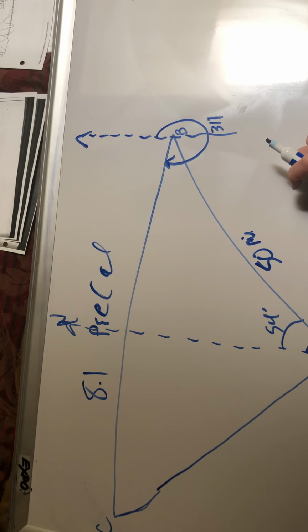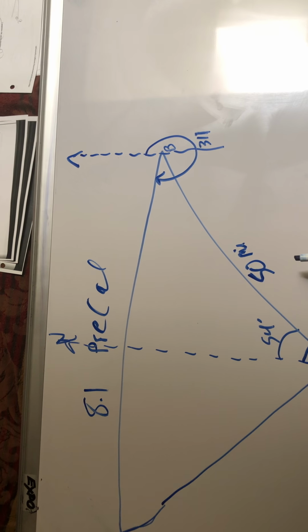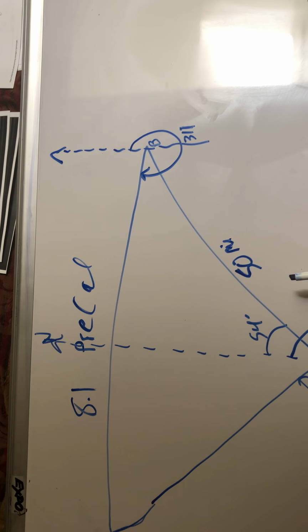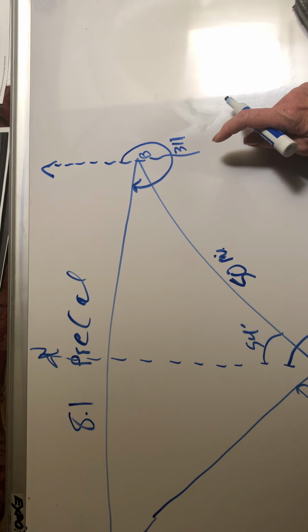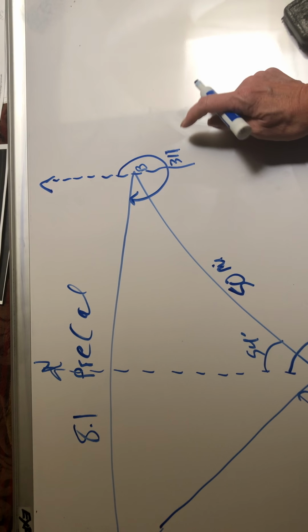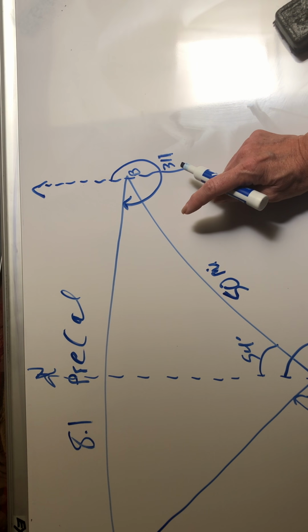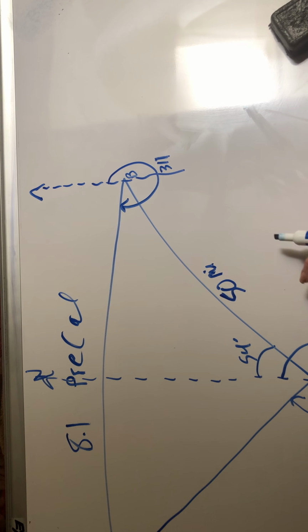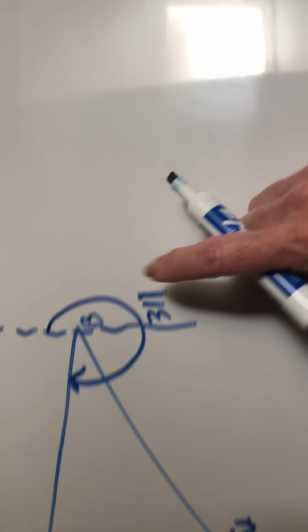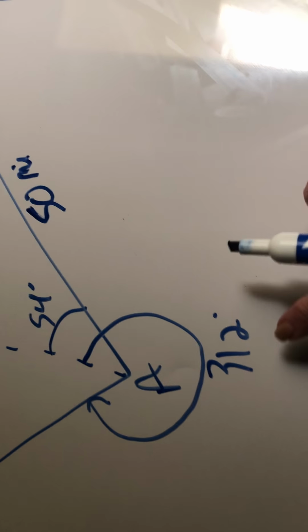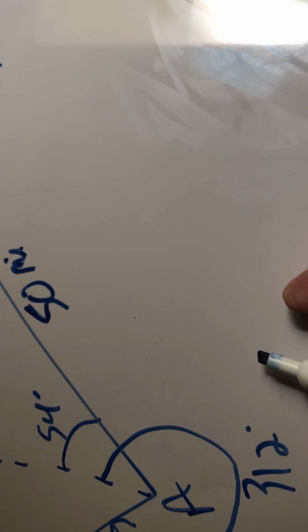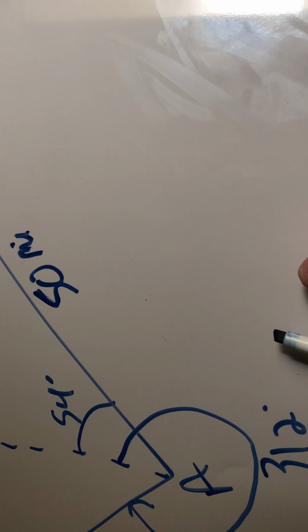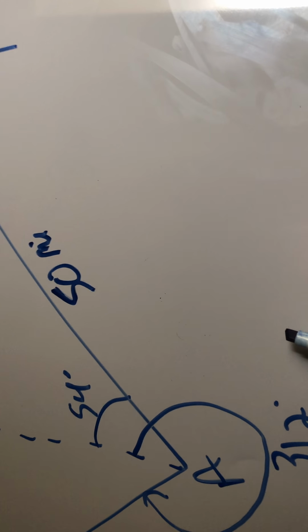Okay, so it says a ranger in Tower A spots a fire in the direction of 312 degrees. A ranger in Tower B, located 50 miles away at a direction of 54 degrees. Again, that's all drawn for you. Spots the fire at a direction of 311. So that's that 311, and that other ranger is at 312. How far from Tower A is the fire, and how far from Tower B?